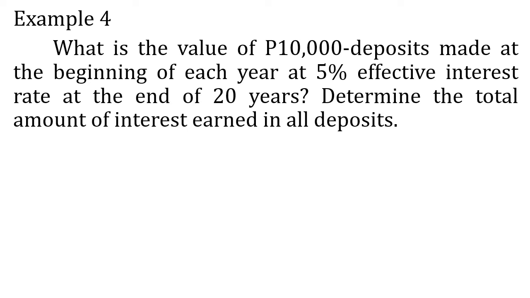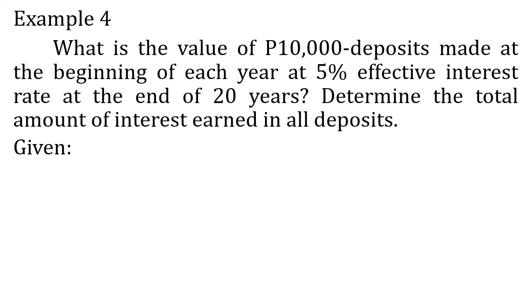So, in this problem, it is not directly stated whether it is an ordinary annuity or an annuity due. But look at the keyword: at the beginning of each year. Since there's the keyword at the beginning, it indicates that this problem is about annuity due.